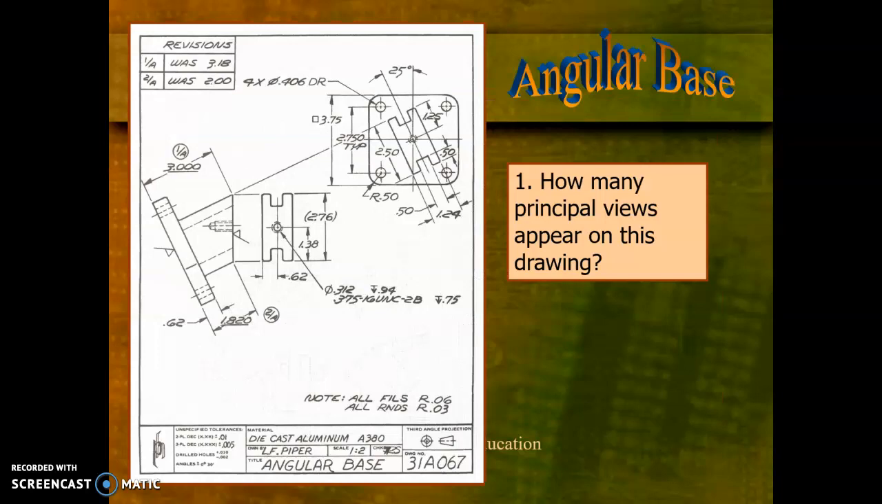All right, how many principal views appear on this drawing? Well, we have this principal view, and it's projected at an angle, so that makes this an auxiliary view, the primary, and then this is the secondary auxiliary view. So really, there's just this one primary view right there in the upper right.